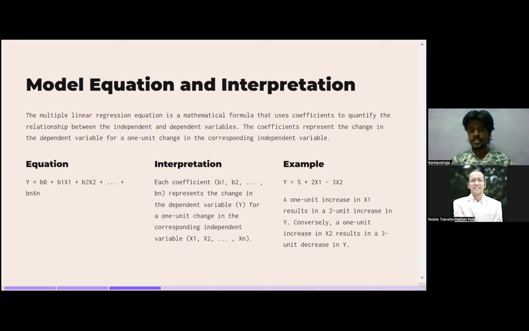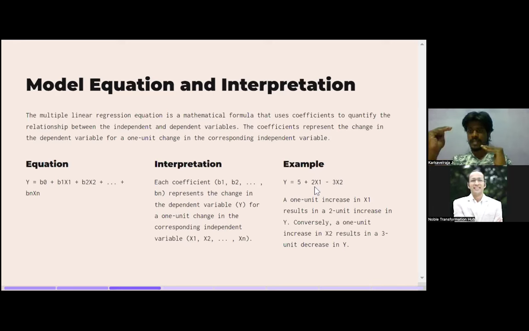Why? X2 is having minus 3, right? Here it is minus 3. So whenever x2 increases, it will decrease the y by 3 times. That's it. Okay. Because this X1, X2 are the independent variables, where Y is the dependent variable. Okay. Whenever X1 increases, it's plus 2, right?